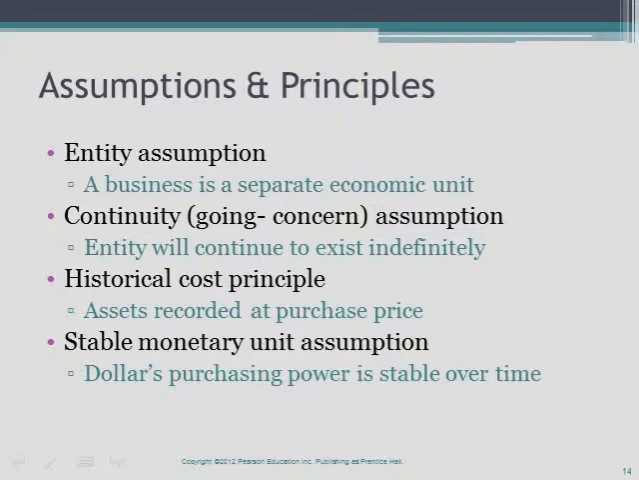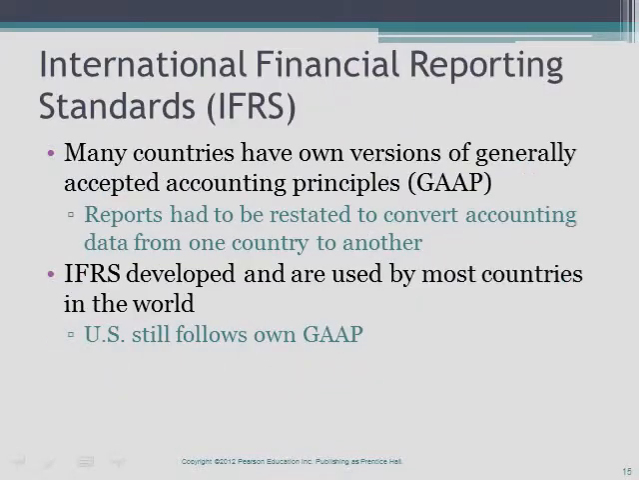The historical cost principle is not used as pervasively in the U.S. as it once was. Accounting is moving in the direction of reporting more and more assets and liabilities at their fair values. Fair value is the amount that the business could sell the asset for, or the amount that the business could pay to settle the liability. And then finally, under the stable monetary unit assumption, accountants assume that the dollar's purchasing power is stable over time.